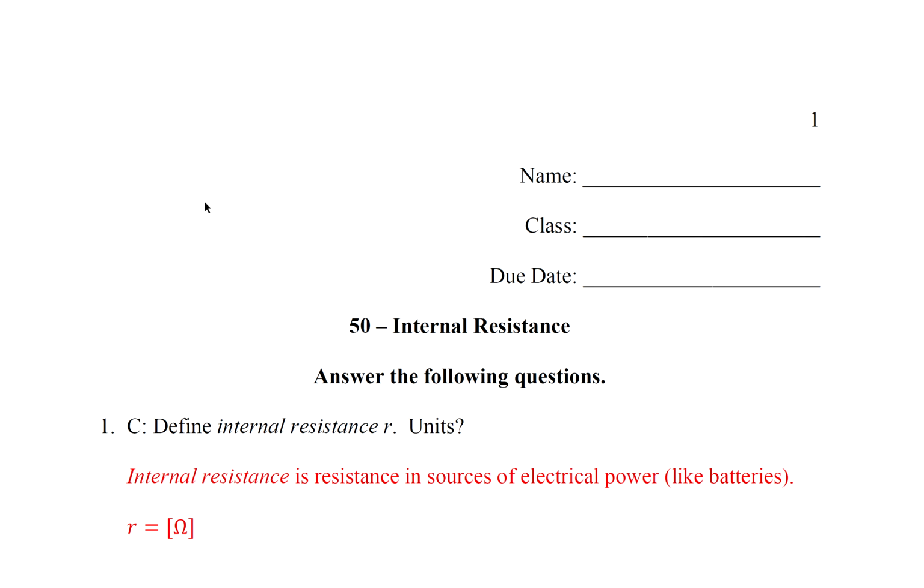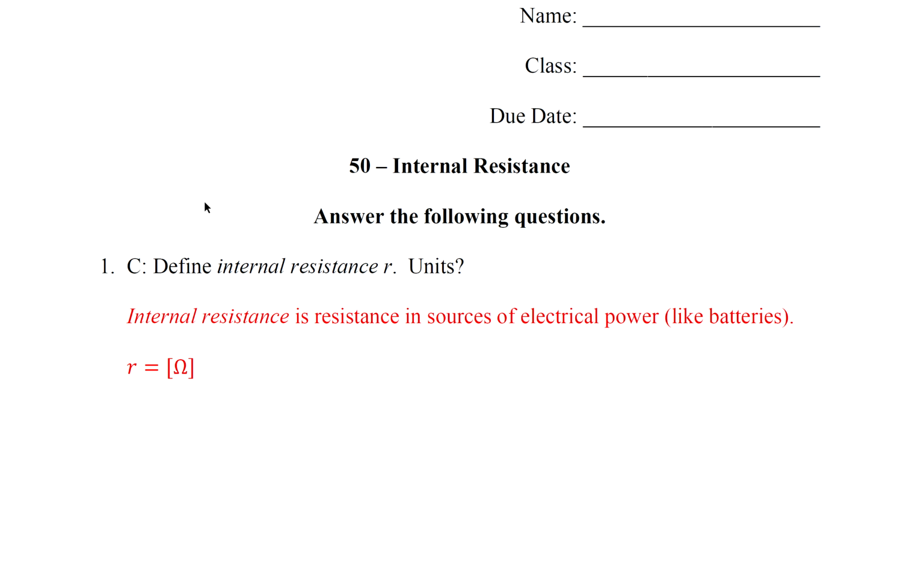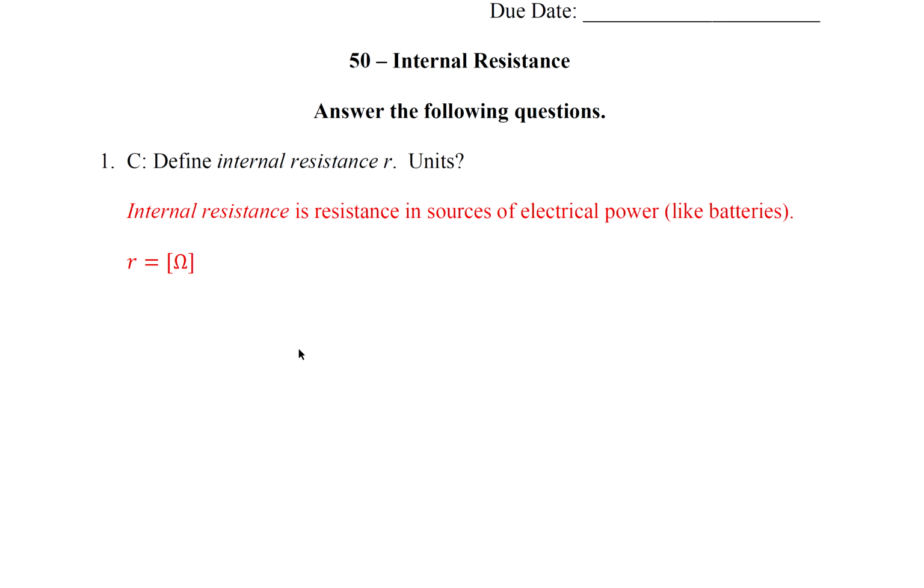This video is on internal resistance. Question 1. Define internal resistance r, and its units. Internal resistance is resistance in sources of electrical power like batteries. It has units of ohms, just like big R.